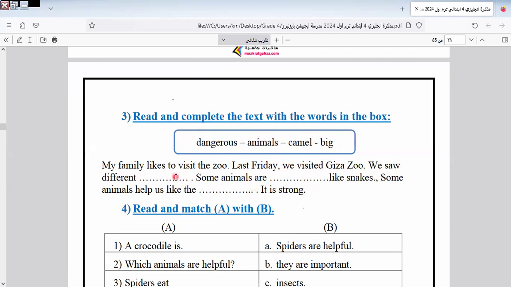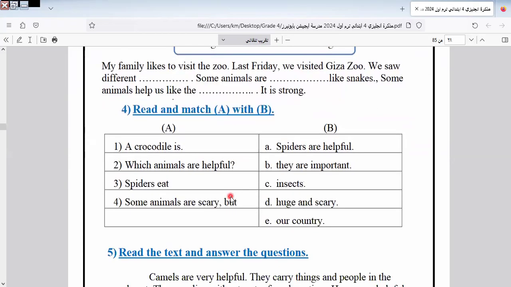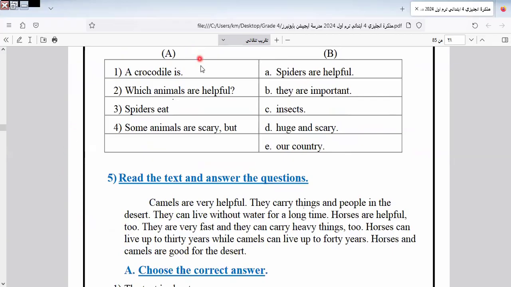So I select this one here, in this space. Some animals are dangerous. So I select this one. Some animals help us, like what? Like camel. Let's go to another one here. The crocodile is what? The crocodile is scary. So I select number D by number A. Which animals are helpful? As we know during the lesson, spiders. Spiders, number A by number 2. Spiders eat what? Insects. It's helpful because they help the farmer by eating insects and make the land clean. So number 3 by number C. Some animals are scary, but they are important. So I select number 4 by number B.